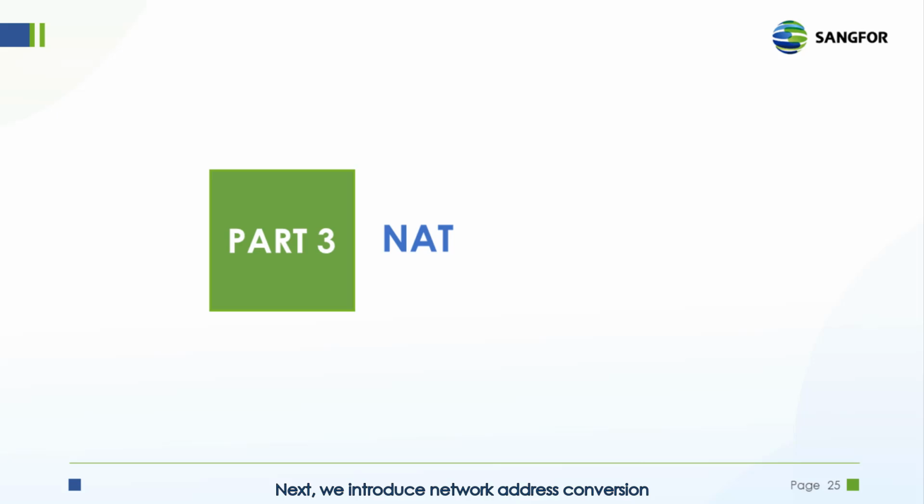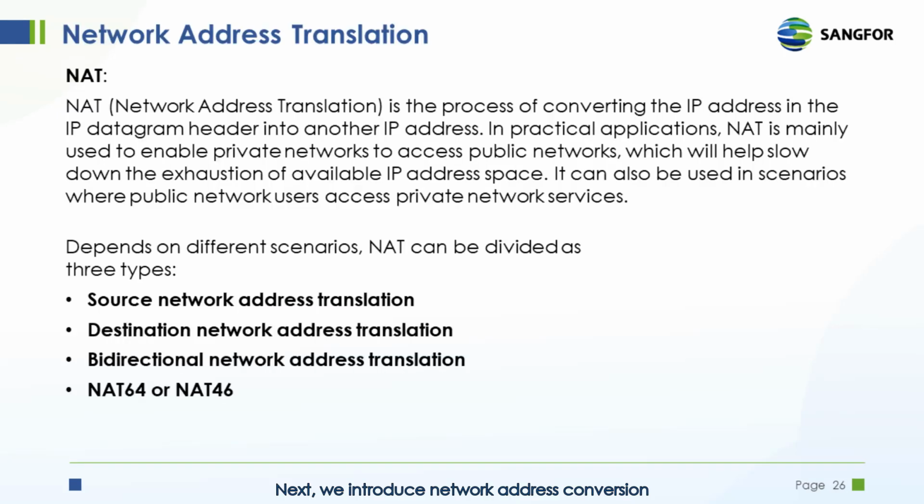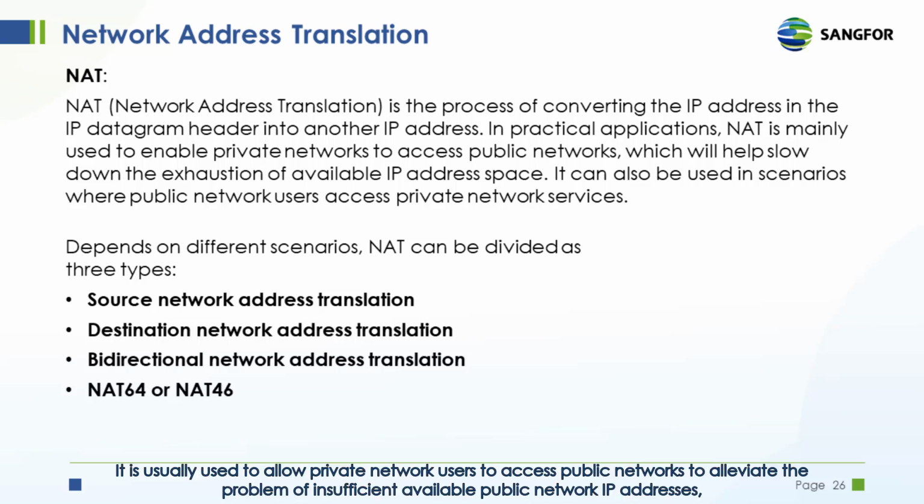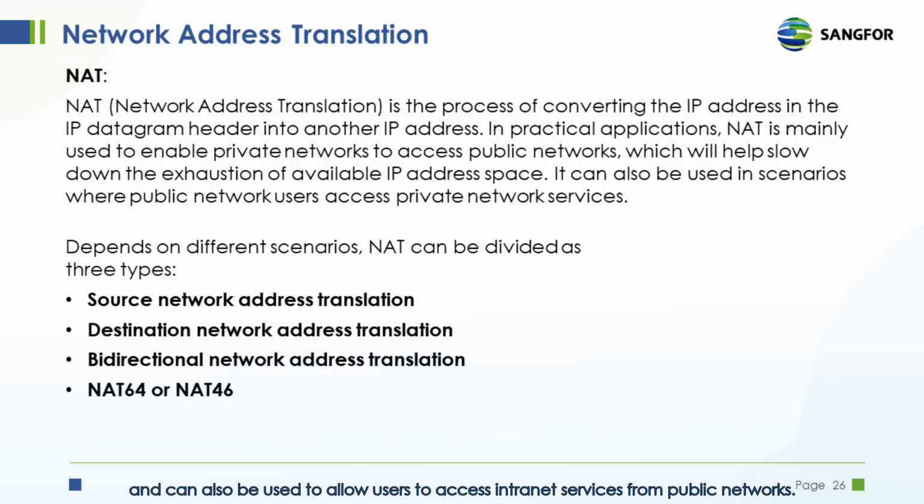Next, we introduce network address translation. Network address translation refers to converting the IP address in the packet header from one address to another when an IP packet passes through a router or firewall. It is usually used to allow private network users to access public networks to alleviate the problem of insufficient available public network IP addresses, and can also be used to allow users to access intranet services from public networks.